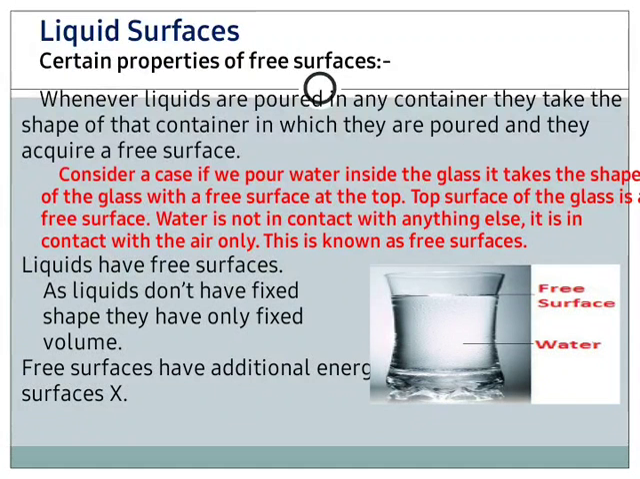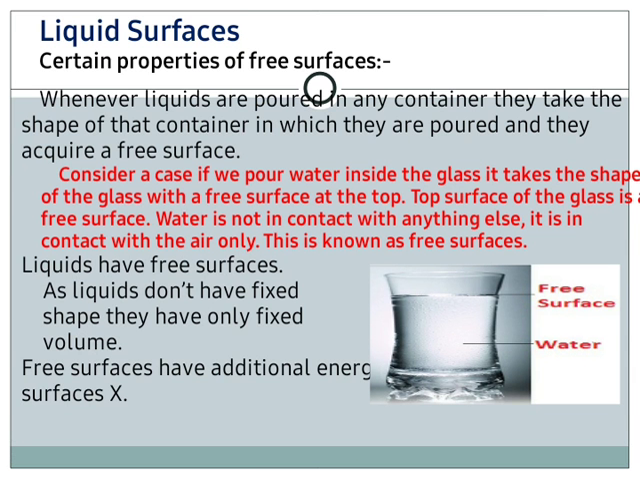So, you should understand that whenever liquids are poured in any container, they take the shape of that container in which they are poured, whereby they acquire a free surface. What is the nature of the free surface of a liquid?